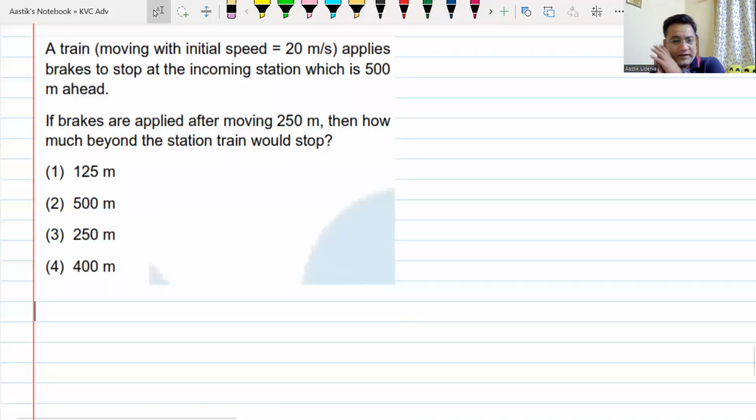A train moving with an initial speed of 20 meters per second applies brakes to stop at the coming station, which is 500 meters ahead. If the brakes are applied after moving 250 meters, then how much beyond the station would the train stop? This might look like a question of motion in 1D, but I don't think it has got anything to do with 1D. What is the answer for this one?